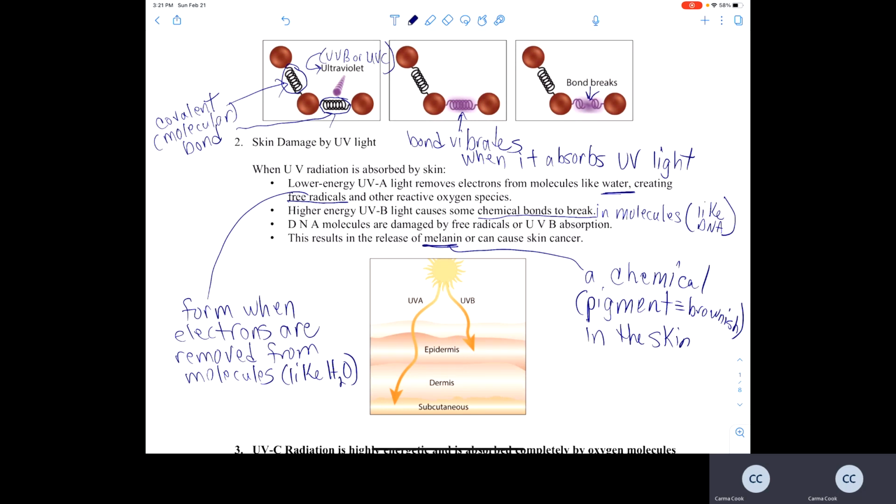So when UVA and UVB radiation causes DNA molecules to be damaged, then the body will respond to try to repair the damaged skin, and it does so by releasing this brownish pigment called melanin, and that's what causes the brown spotting of sun-damaged skin. And this could result in cancerous cells forming and subsequently skin cancer.